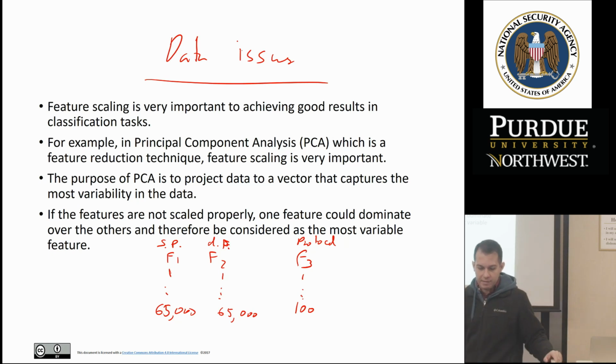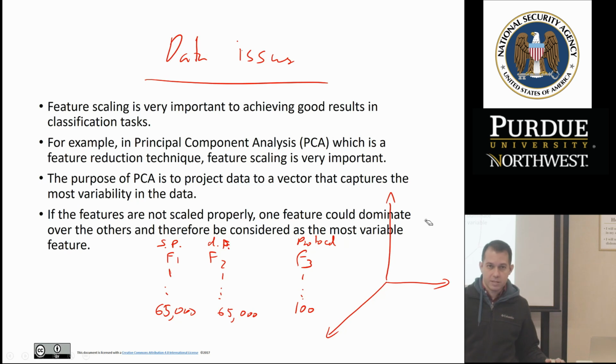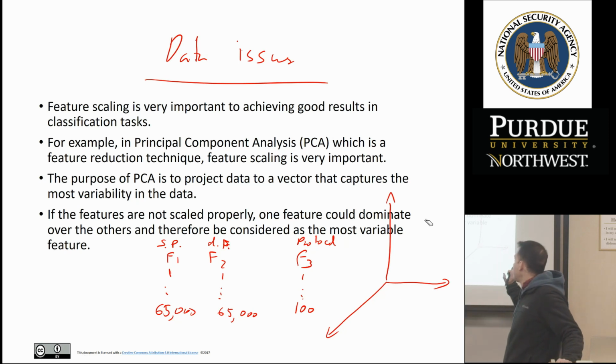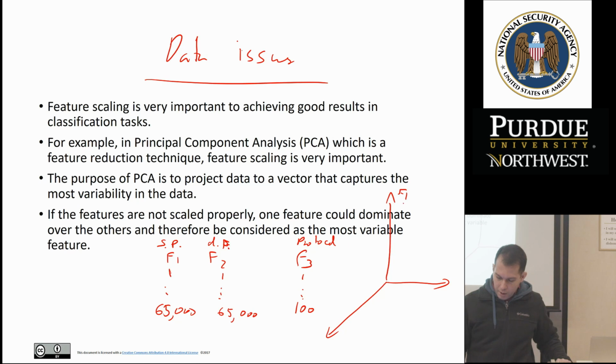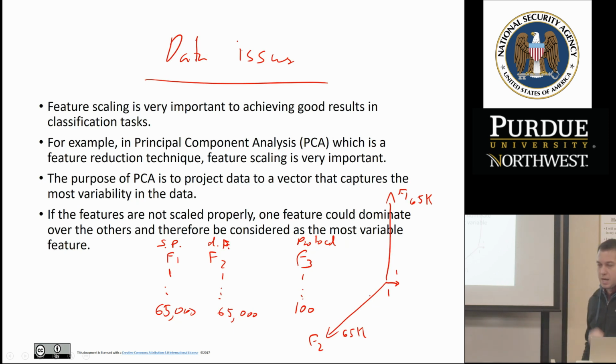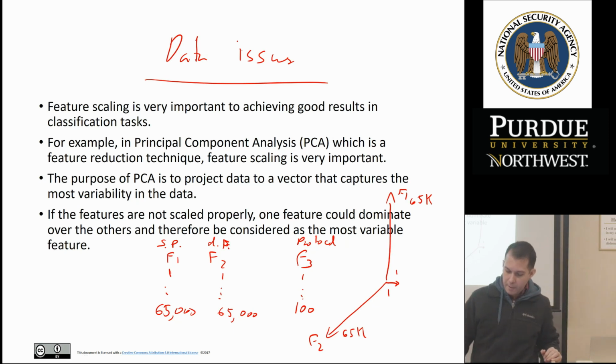So if we plot these 3 in the vector space model, what we end up with is something like this. Here, this is a vector space that has perfect scaling. But if this is F1 and this is F2, which go from 1 to 65,000 and 1 to 65,000, the problem is that F3 is only from 1 to 100. So you end up with just an axis that's pretty short. Do you see that? And so what usually happens in machine learning is that these 2 features are going to totally dominate this other one, right?